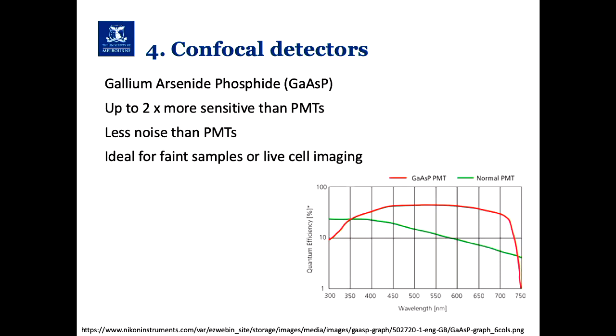This figure shows you the difference between the PMT and the GaAsP. The 2 times increase is in the green-red range, but it does drop off quite dramatically at the far red range. These are really useful if you have faint samples or you're doing live cell imaging experiments. Because they're more sensitive, you have to put less light onto the samples to get an image out. And a lot of our more recently purchased systems all come with these GaAsP detectors. Again, that's in the specification sheets.